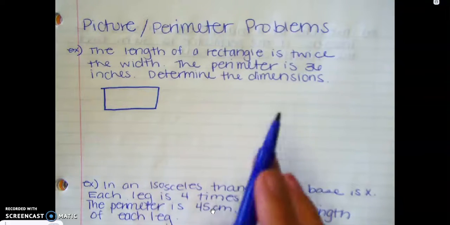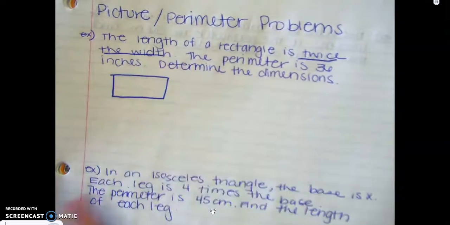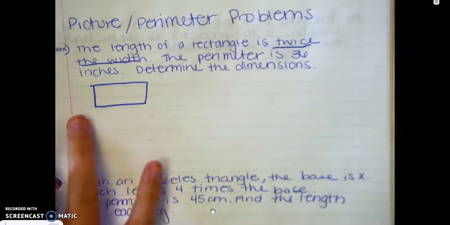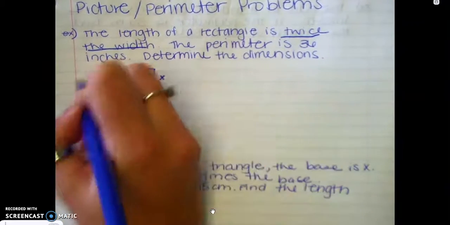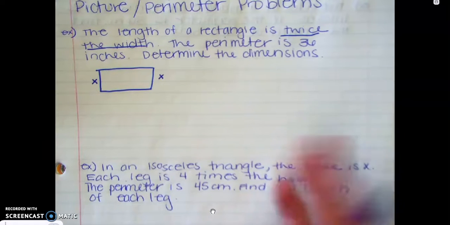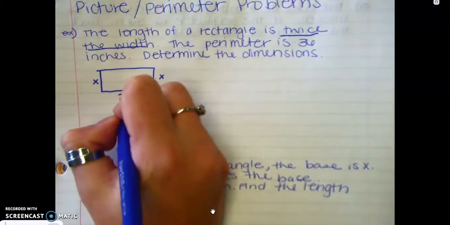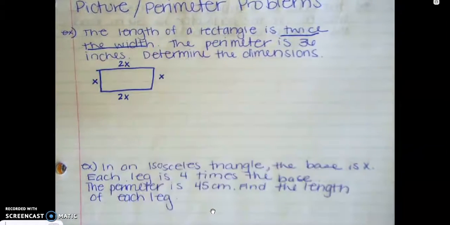It says the length of a rectangle is twice the width. So the thing I don't know is the width. I know that the length is twice the width, but I am unsure of the width. So I'm going to label my width with x. That way, if the length is twice the width, my length is going to be 2 times whatever x is. Okay, so now I have a rectangle with all my sides labeled.